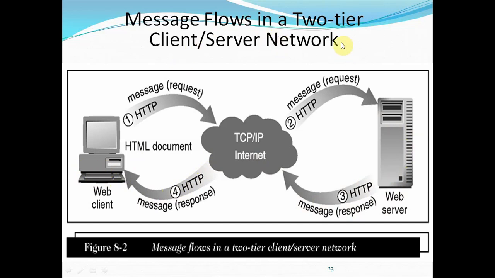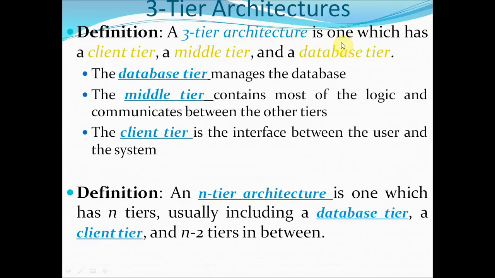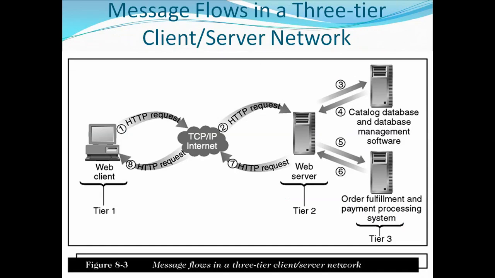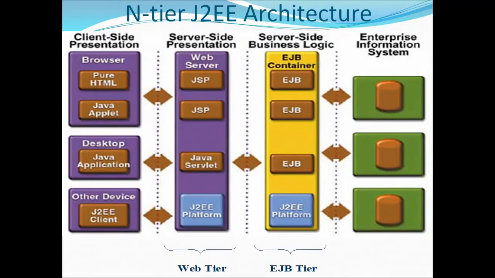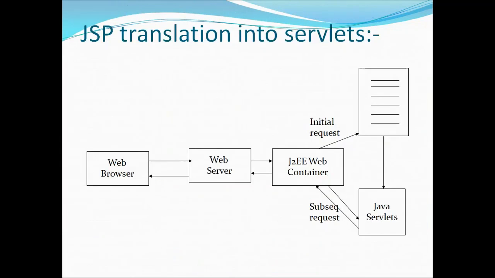So this is the client-server model. This is the two-tier model. But sometimes we require a database also, then we use the three-tier model. When the load on our server is more, then in that case we need more servers. So in that case we use it, we can also use a database tier in this. So this is the example of that database tier.